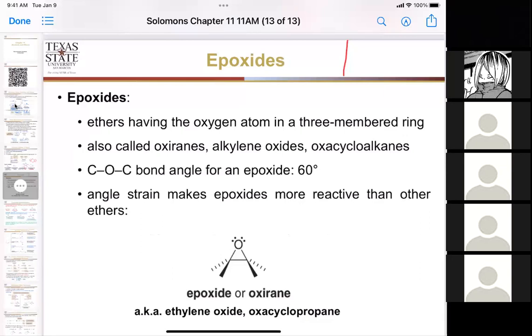Now, it has everything to do with the fact that we are straining these bonds. They're practically bent. They're not bent, they're just practically bent, and it just wants to spring open as fast as it can. And so they're very reactive species, and most nucleophiles will react with these at room temperature.